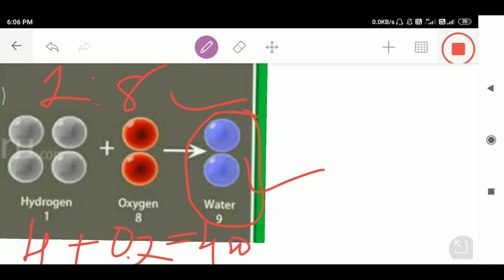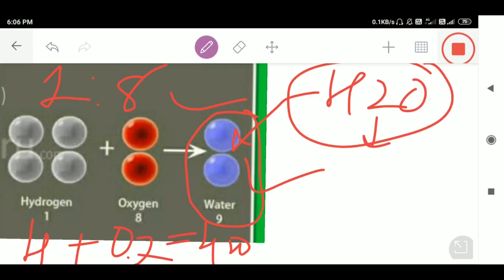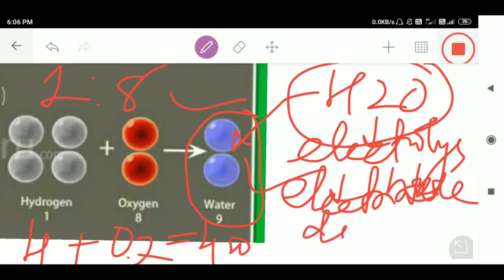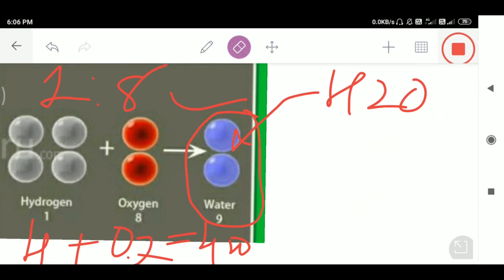Same is the case with this. If we decompose 9 grams of pure water, the moment we decompose it by making use of electricity, that is by electrolysis, Electro means passing electricity, and lysis means breakdown. That's why I told you we use the process of electrolysis.